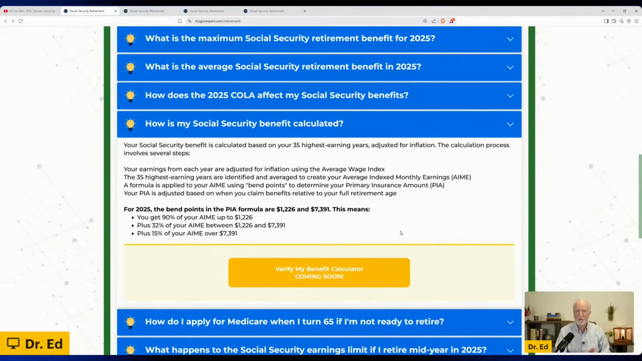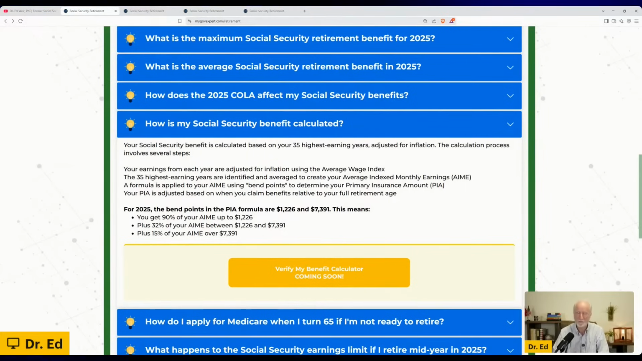Okay, so the number one question I get all the time, after "when should I start," is how are the benefits calculated? How does Social Security determine how much I'm going to get for the rest of my life? In terms of retirement benefits, disability, spouse benefits, surviving spouse benefits, all the rest of it. So let's talk about how your benefits are calculated.